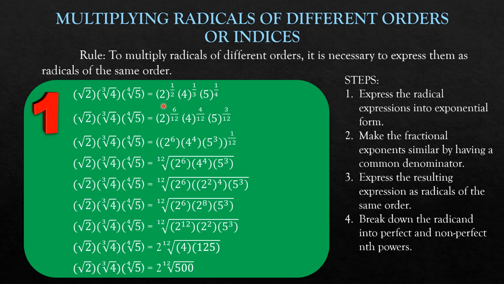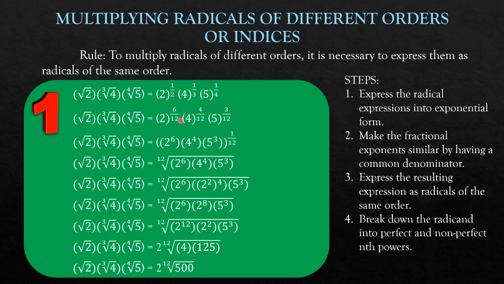Then, after expressing them in exponential form, step 2, make the fractional exponent similar by having a common denominator. So, kailangan yung mga fractional exponents natin, gawin natin silang similar fractions. Okay, again, kailan natin masasabing similar fractions? Kapag magkapareho ang denominator. So, para magawa natin yon, hanapin natin yung least common denominator or yung LCD na tinatawag. So, ang LCD po ni 2, 3, at saka 4 ay 12.